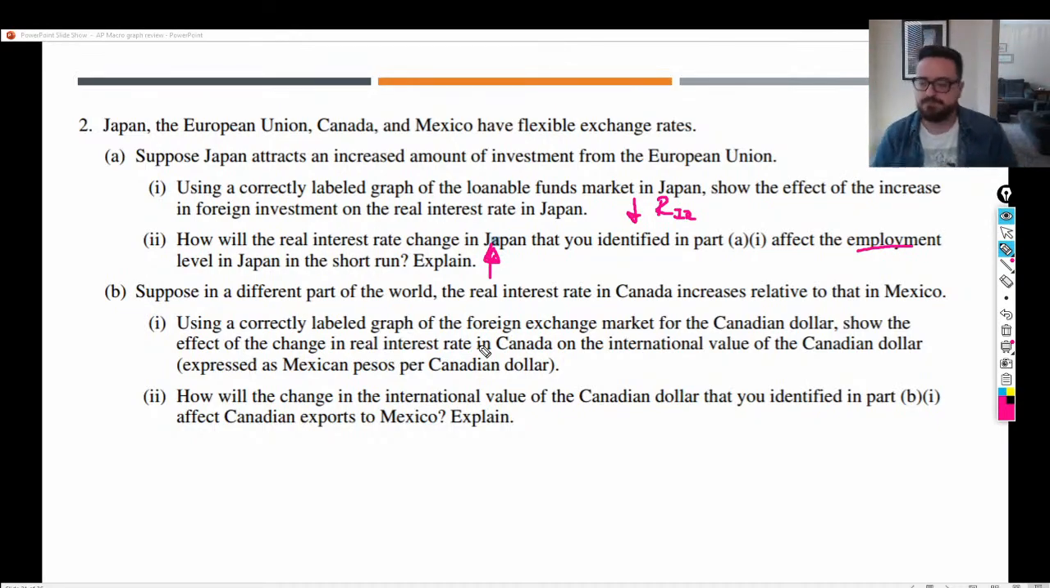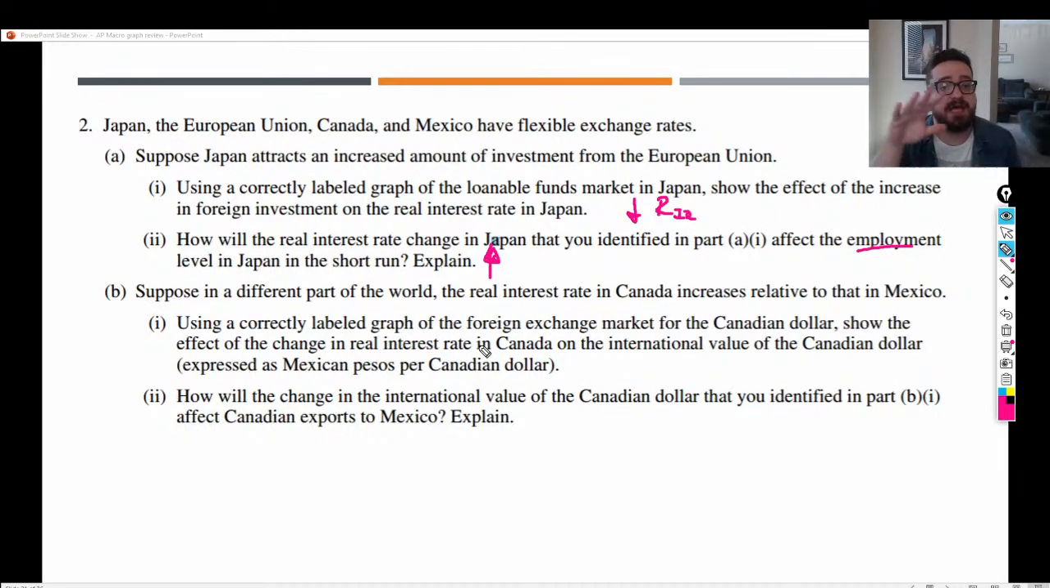Now, they didn't ask you to draw the peso graph. If they had asked you to draw the peso graph instead, you would have drawn an increased supply of pesos because they would want to invest more in Canada, so they'd be supplying more of their currency internationally. So if they asked you to draw the peso graph, you would draw it as an increase in supply.